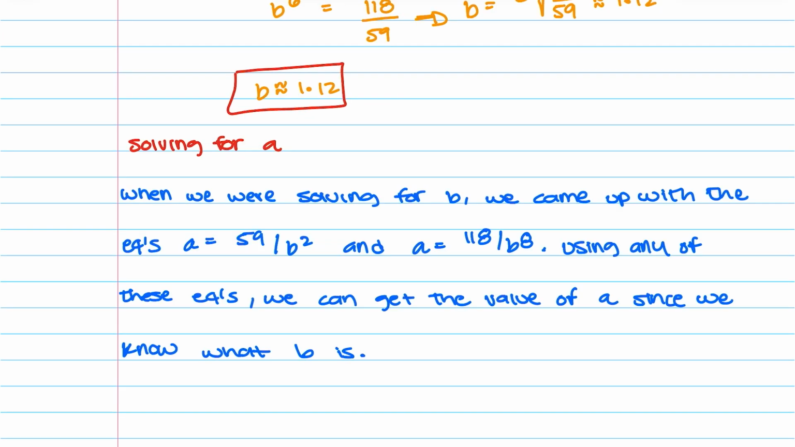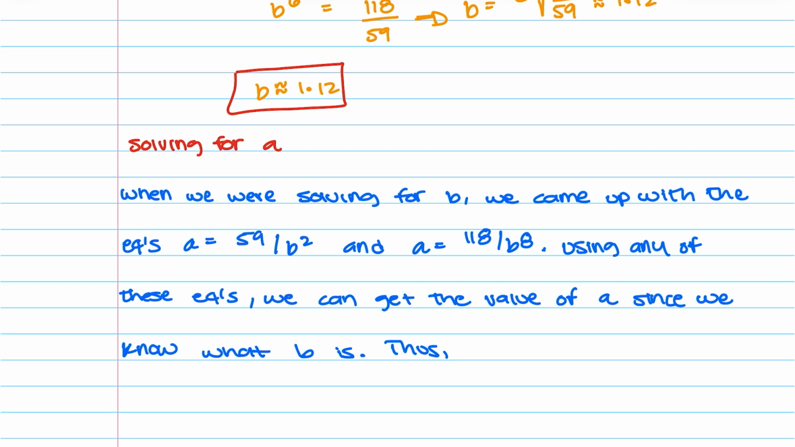When we were solving for b, we came up with the equations a is equal to 59 divided by b squared, and a is equal to 118 divided by b to the 8th. Now, by using any of these equations, we can go ahead and get the value of a, since we already know what the value of b is. So let's go ahead and choose the first equation to solve for a.